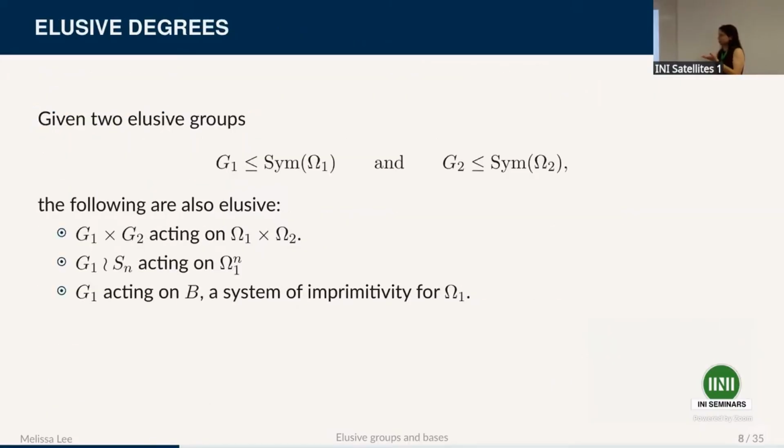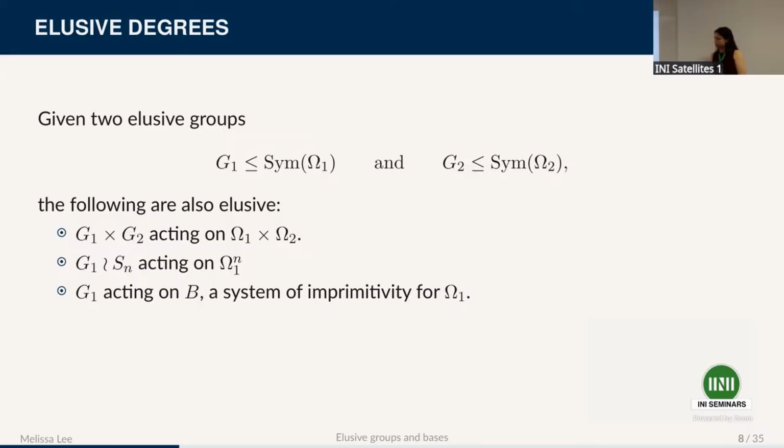Okay, so that's one motivation, the polycircular conjecture. Something that people have also been interested in is the set of degrees of elusive groups. Your elusive group is a permutation group. It's acting on some number of points, and so the number of points there is the degree. So what are actually the degrees for which you can find an elusive permutation group?